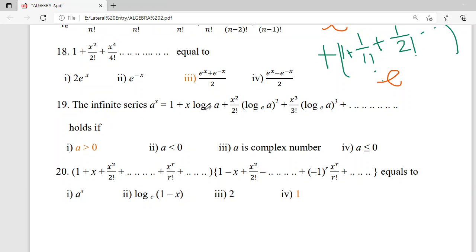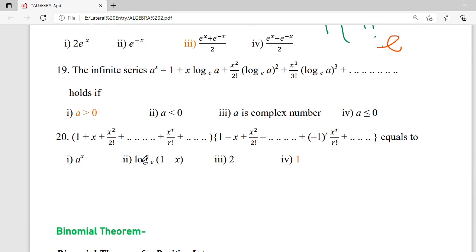Then this is the logarithmic series. You see the definition, and it is given that a is greater than 0. So this is a result actually. It is a greater than 0, and you will get this one. So this is our answer.